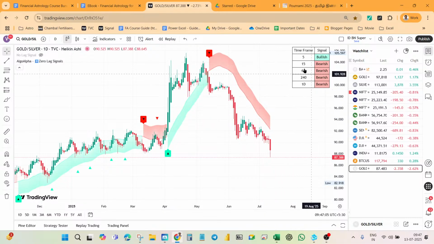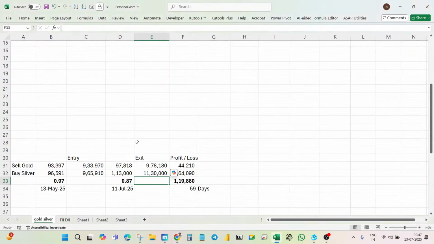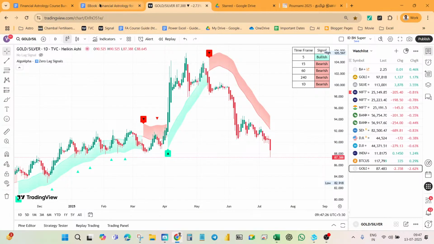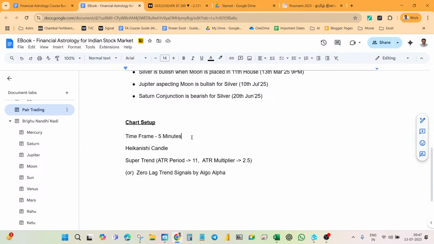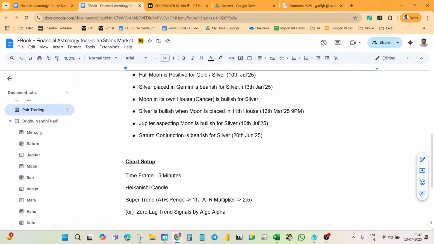Okay, if you see everything here, only the 5 minutes is bullish, otherwise everything is bearish. So it's better that you avoid the reversal or wait for the reversal signal, and then you can enter the trade. So this is the way you take the trade for the gold silver pair. I hope this explains the entire process of gold or silver trading, whatever you do. These are the rules you follow, and you plot all the rules in advance, so that you know what trade will happen for that day and you can trade accordingly. Hope this helps you a lot in taking your trades for gold and silver.